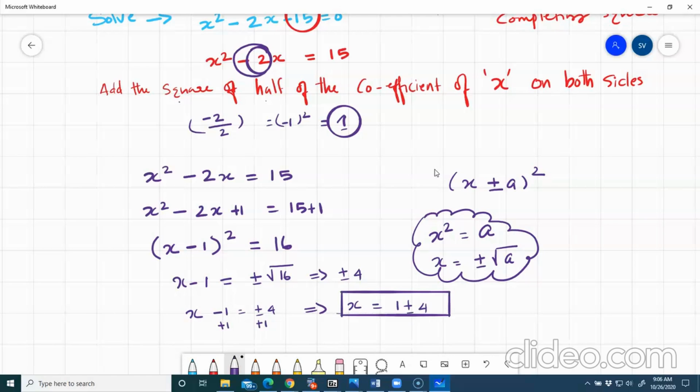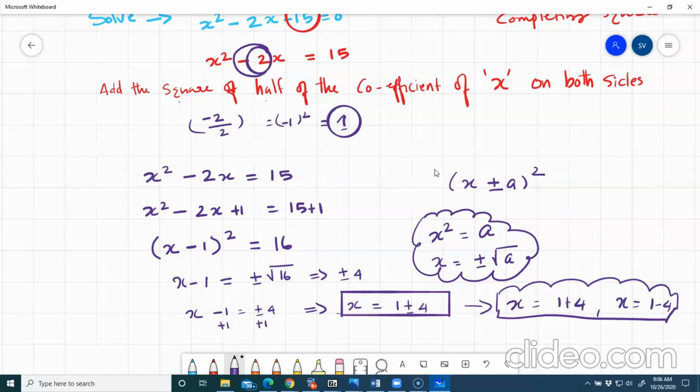Because this is a quadratic, you can write this as two different pieces. That's x is equal to 1 plus 4 or x is equal to 1 minus 4. These two are the solutions of this particular quadratic equation that we discussed just now. Okay, so this is the first case.